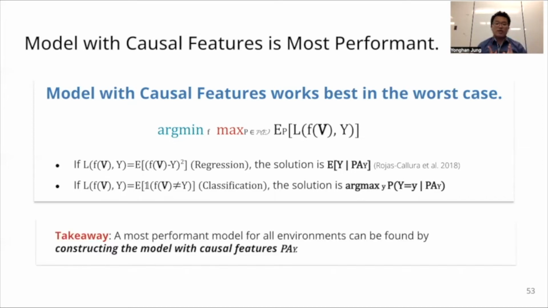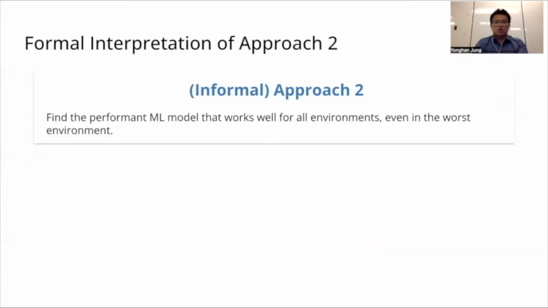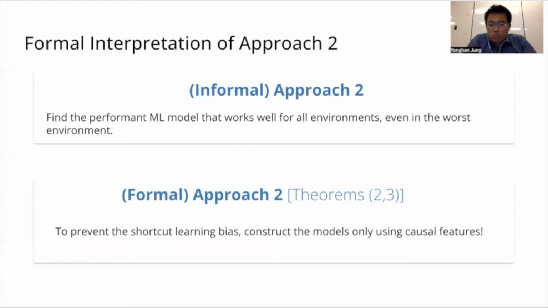So the takeaway is that the most performant model working for all environments can be found by constructing the model with causal features. In other words, to prevent the shortcut learning bias, we have to construct the model using causal features.